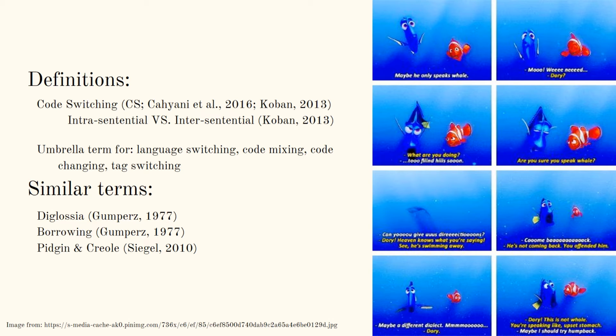An example would be in Finding Nemo when Dory begins to speak whale, and she chooses to use a different dialect in a separate sentence. Now, often while code switching is occurring, one language will be more dominant, but it is important to note that the speakers are competent and understand both languages.